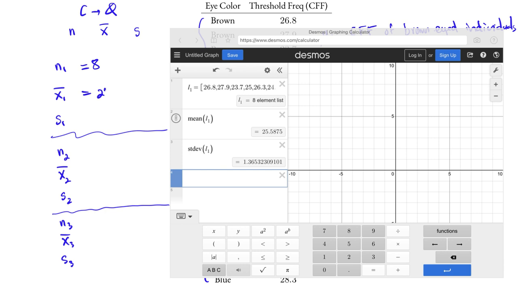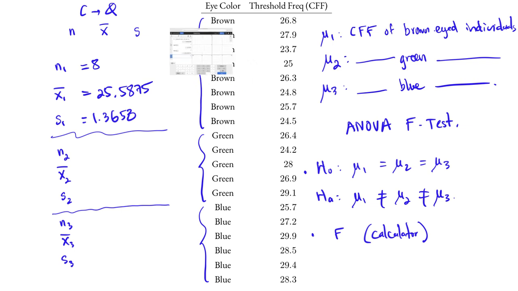We then record these values. The sample size is 8, X sub 1 bar is 25.5875, and the standard deviation S sub 1 is 1.3653. The remaining samples for blue-eyed and green-eyed individuals are computed the same way.